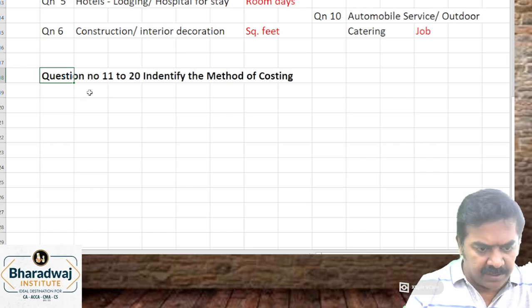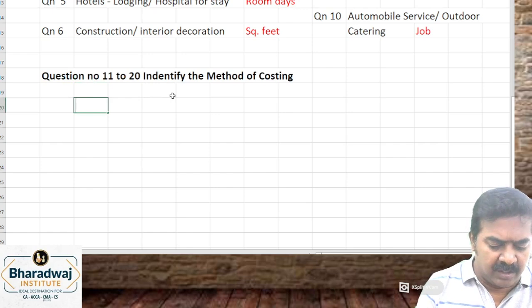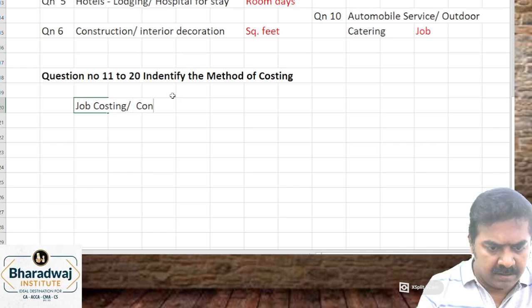Identify the method of costing. What are the methods of costing? Job costing, contract costing, process costing.